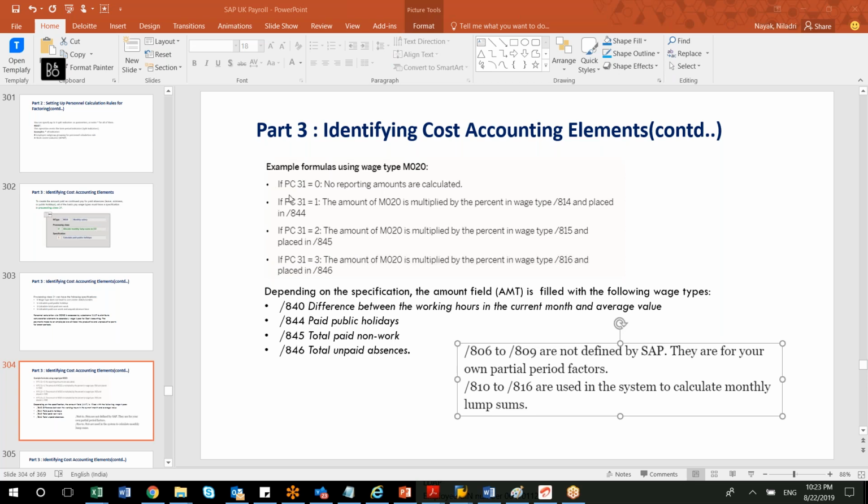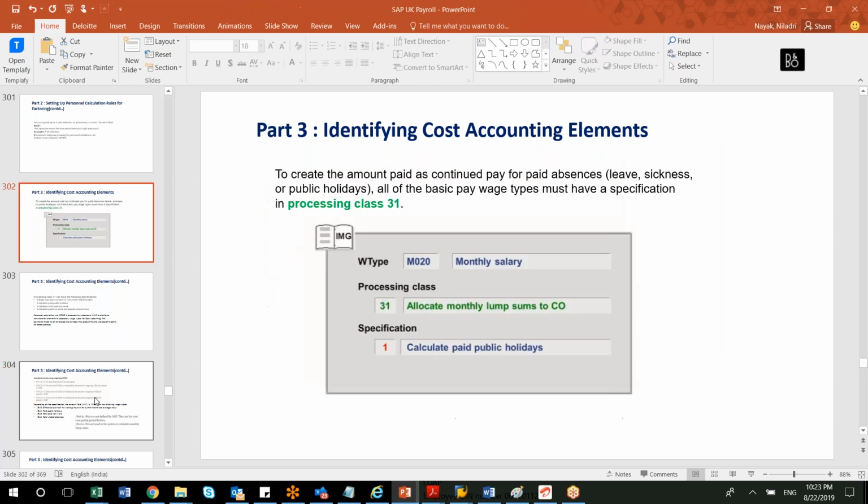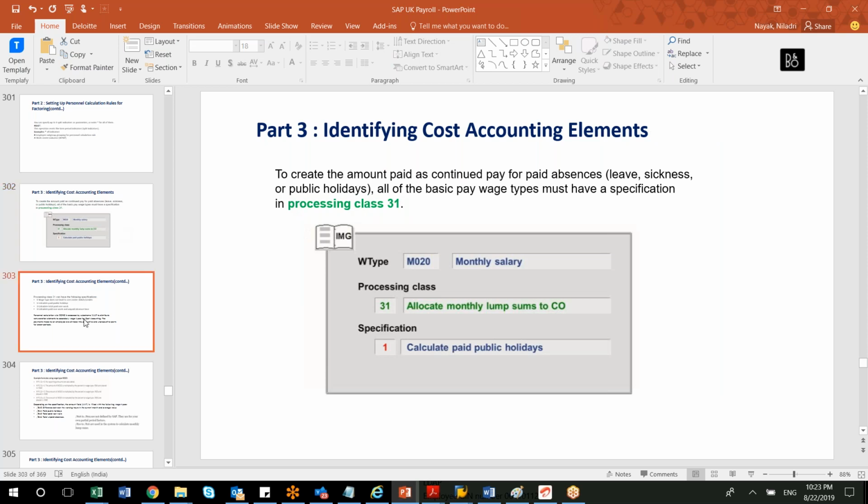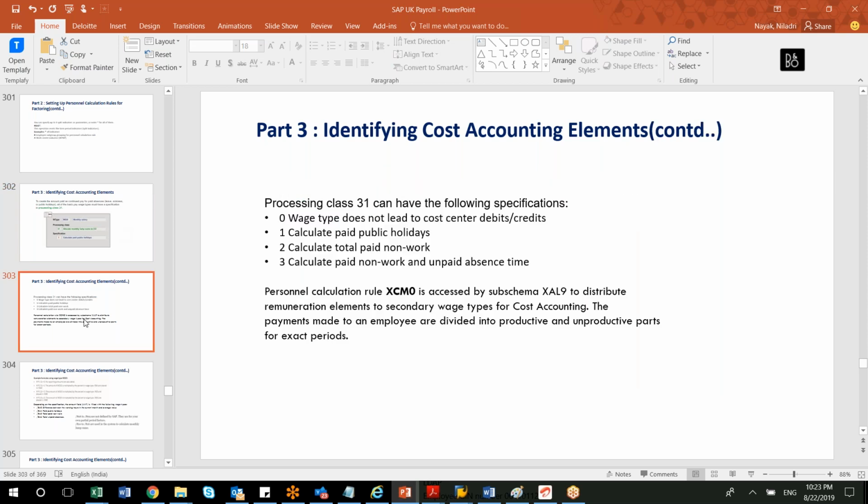As in the example of the M020 wage type which we discussed just now, suppose we are using M020 for monthly salary. The processing class remains constant; we are discussing processing class 31 only. That is our focus area whenever I explain these cost accounting elements. If processing class 31 equals 0, meaning the specification I maintain here is 0, then there will be no amounts, no such calculation, and no factoring.